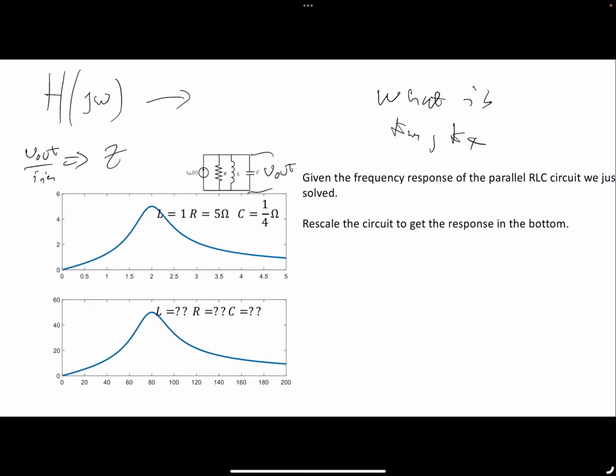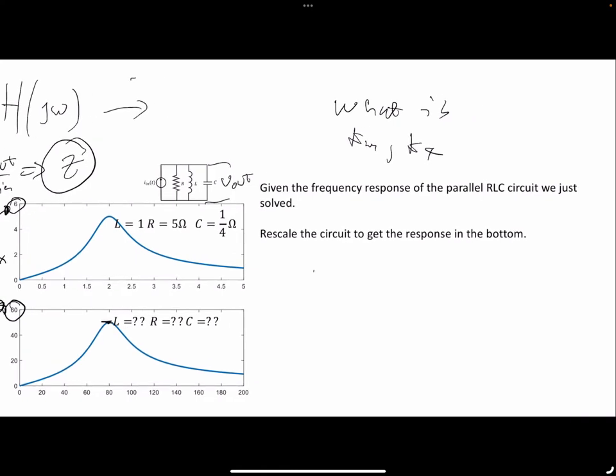So what is Km? Well, if you look at these two graphs, this one has a maximum that's 10x bigger. And since the graph is in units of impedance, we know now that Km equals 10.